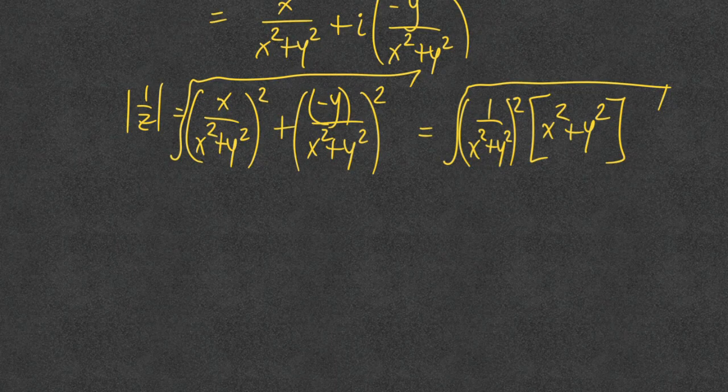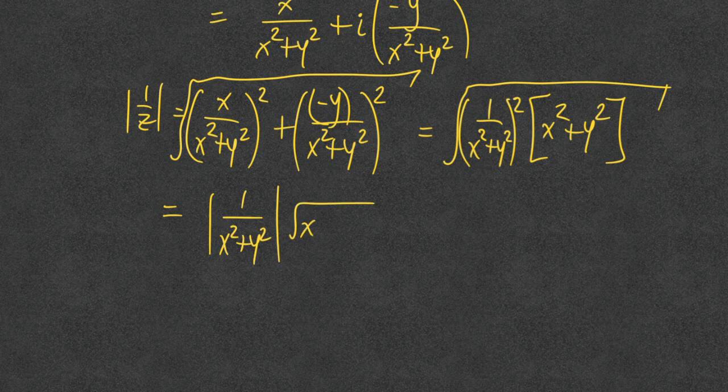Okay, and then I think we're almost done because this is going to equal, technically, we do need absolute value bars around this, 1 over x squared plus y squared. And this was actually by a previous property, okay, times, let's see, the square root of x squared plus y squared. All right.